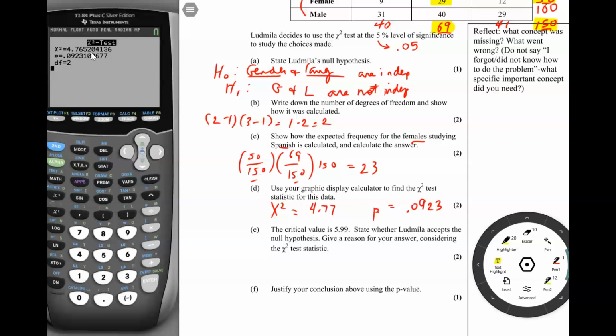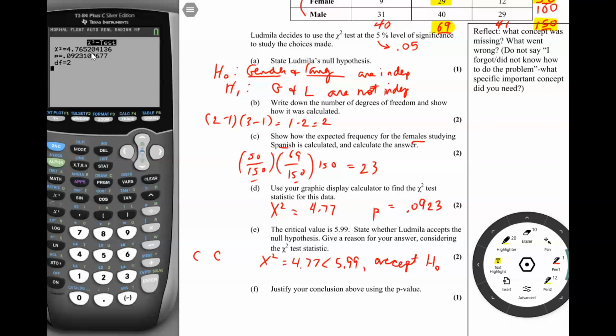I'm going to compare which one to 5.99? Remember, the chi-squared value is compared to the critical value. So we are going to take chi-squared and say, is it greater or smaller than the critical value? The chi-squared value is 4.77, and that is less than the critical value of 5.99, and if it's less than, then we accept the null hypothesis.